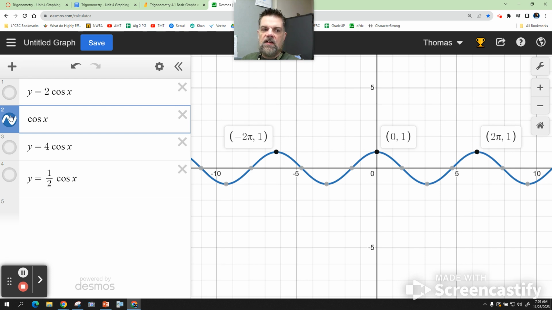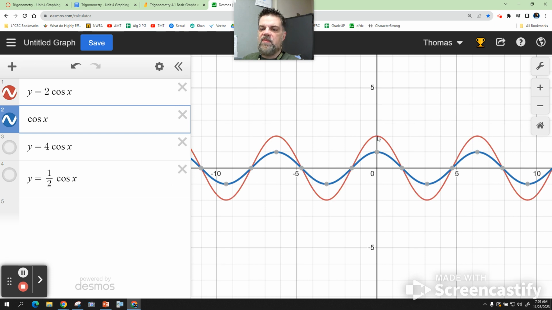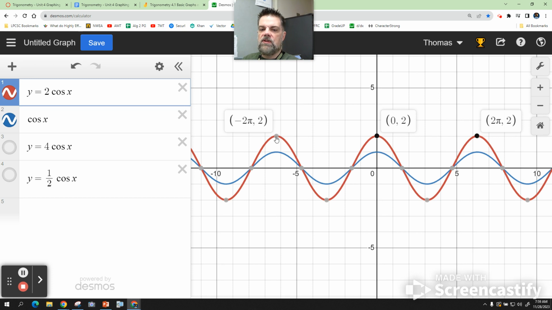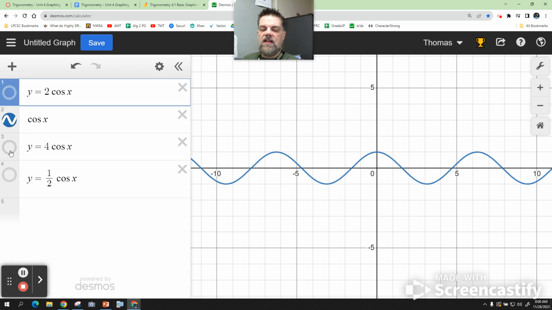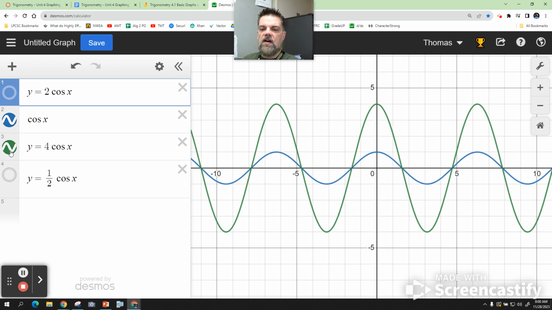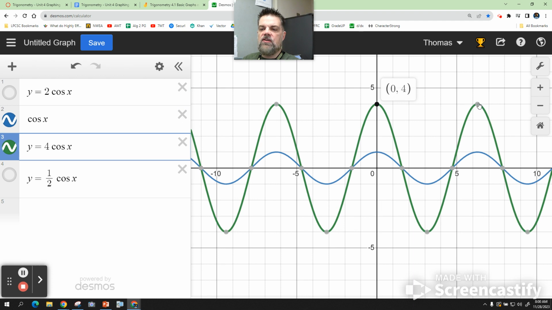Okay? So now if I put a 2 in front of it, it's basically the same graph, but now my maximum value is 2. Every one of the tops of those hills is 2 and the valleys are -2. Now, if I change that first number to a 4, the graph pretty much looks the same, but now my maximum value is 4 and my minimum value is -4.